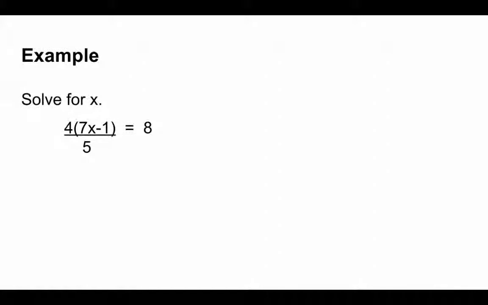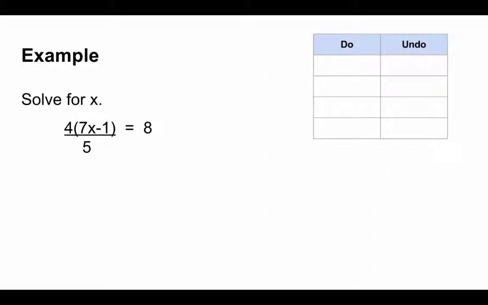The first thing we do to solve multi-step equations is set up a do and undo table. The do side talks about order of operations. So we always do what's in the parentheses first, and inside the parentheses we have multiplication and subtraction. So the first thing I'm going to do is multiply by 7, subtract 1, then outside the parentheses the first thing we have here is being multiplied by 4 and then divided by 5.